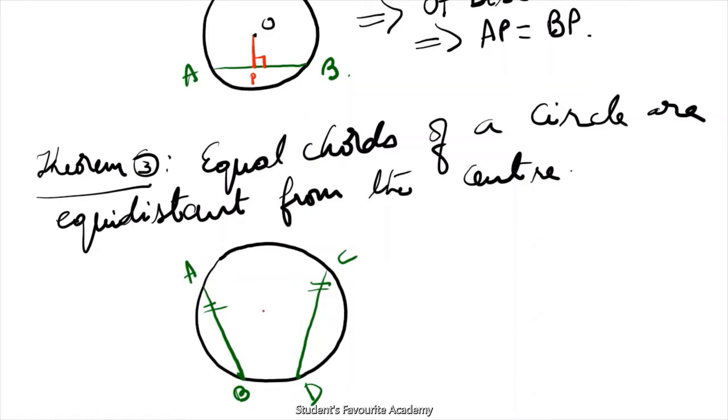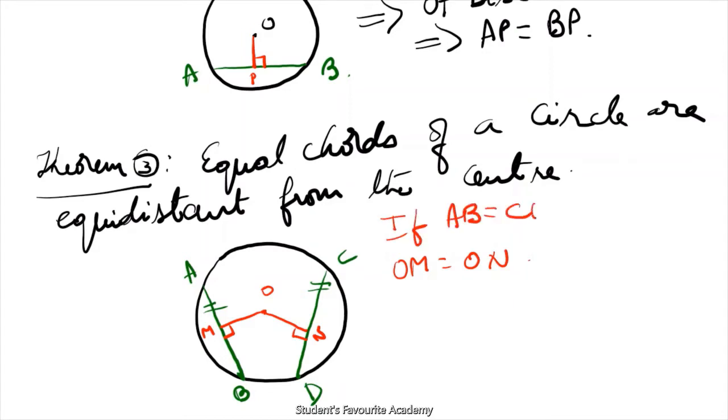Means if this is the center O, equidistant means the perpendicular distances are same. Say OM is the perpendicular distance of chord AB from center O. Similarly, if you draw a perpendicular like this ON on chord CD from the center O, then according to this theorem, OM will be equal to ON. That means if AB is equal to CD, implies OM is equal to ON.